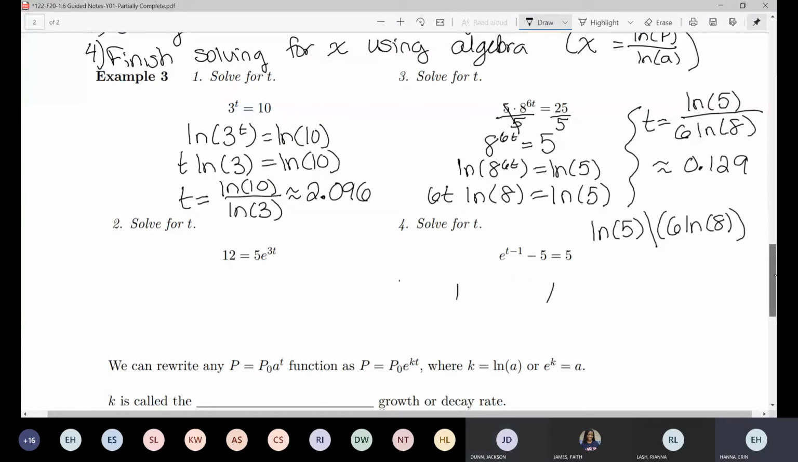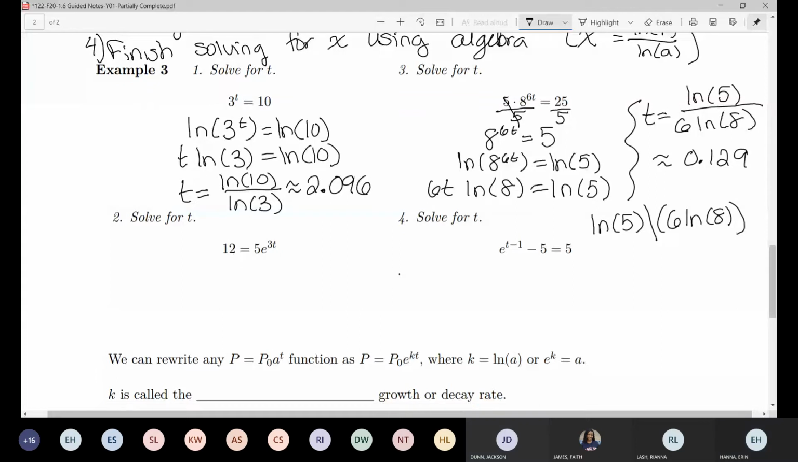Alrighty. Next two. We're not doing good on time, but it's all right. So 12 equals 5 e to the 3t. I need to get this e to the 3t by itself. So I've got to get that 5 over to the other side. Divide both sides by 5. 12 divided by 5 is going to give you 2.4. And then you'll have e to the 3t.